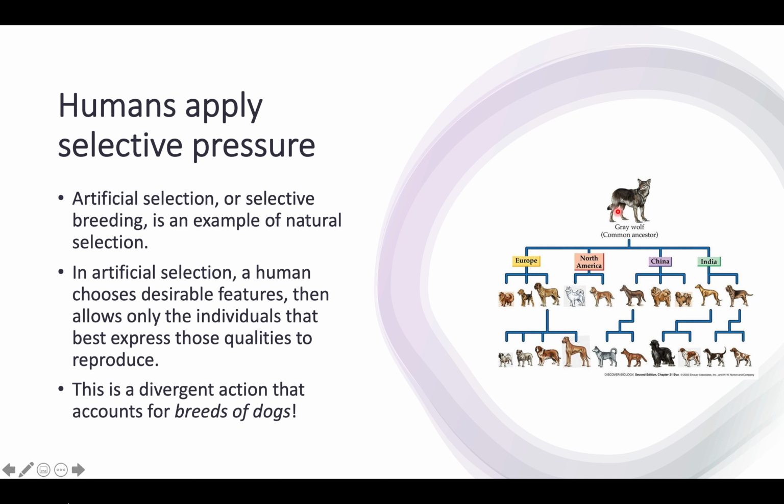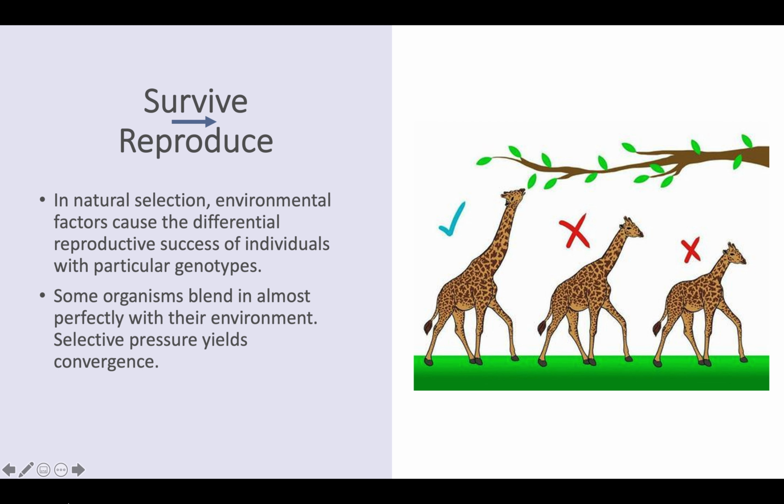So basically, a human decided that they liked small gray wolves or large gray wolves. They would only breed the small or the large together in order to create different sizes, different textures within their fur, different physical and personality traits. So basically, that's the whole reason that we have all these breeds of dogs. What did happen because of human intervention was a process called artificial selection or selective pressure.